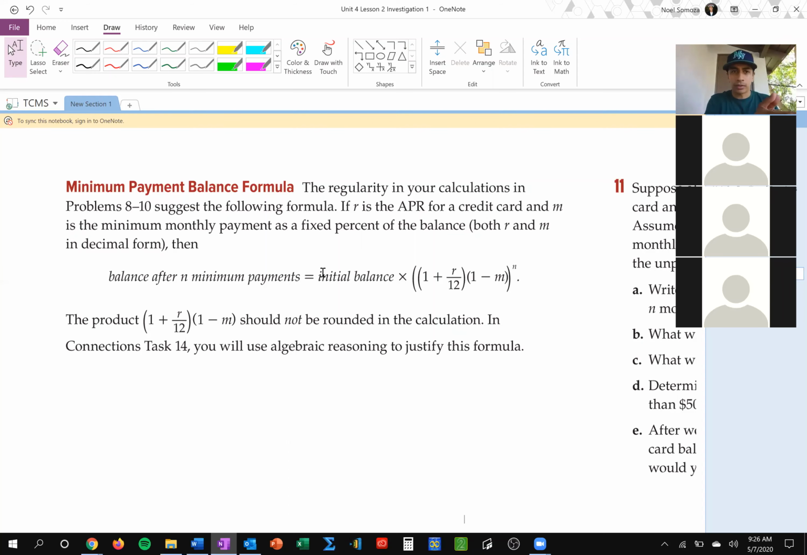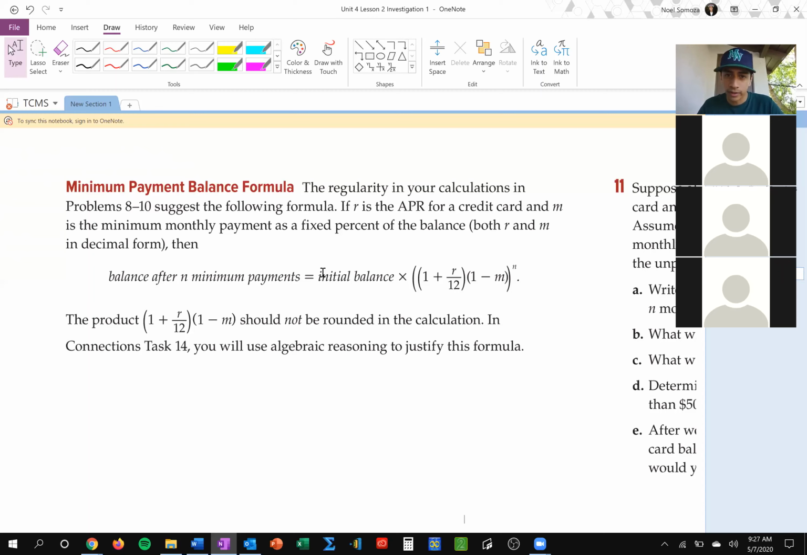And so then we're introduced to this idea that there is a minimum payment balance formula, so that you can find out what your balance would be after you make a certain number of minimum payments. The regularity in your calculations in problems 8 through 10 suggests the following formula. This is something we're given.